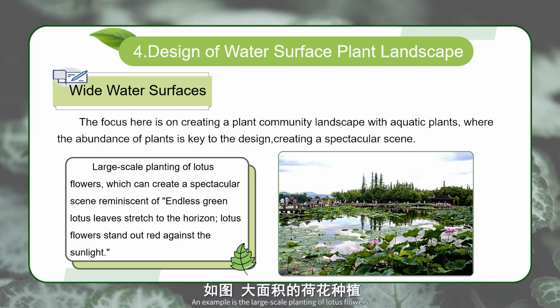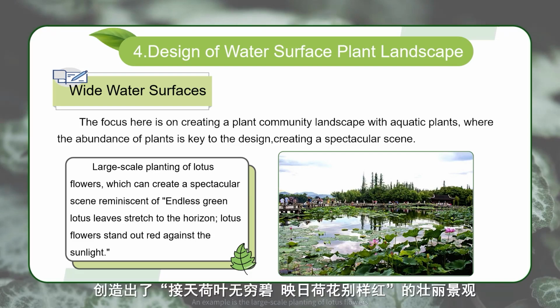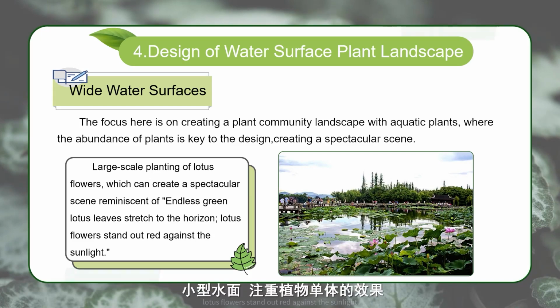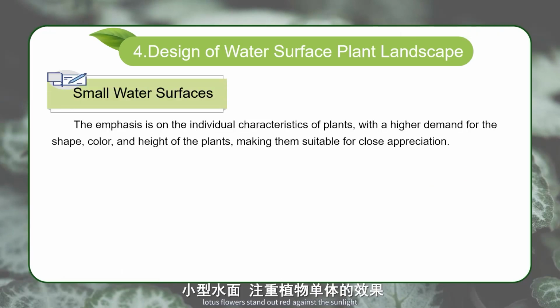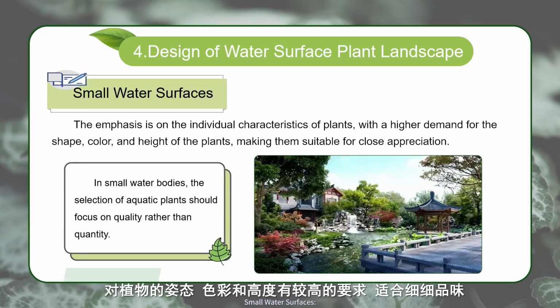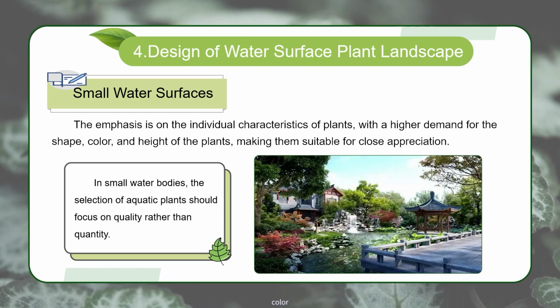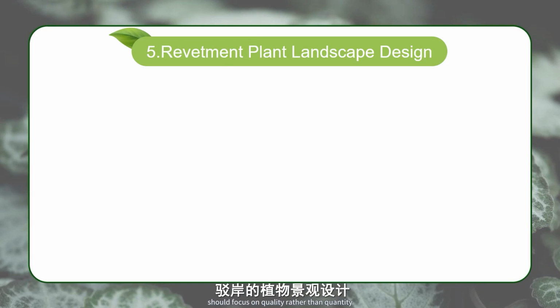An example is a large-scale planting of lotus flowers, which can create a spectacular scene reminiscent of endless green lotus leaves stretched to the horizon. Lotus flowers stand out red against the sunlight. Small water surfaces. The emphasis is on the individual characteristics of plants, with a higher demand for the shape, color, and height of the plants, making them suitable for close appreciation. In small water bodies, the selection of aquatic plants should focus on quality rather than quantity.